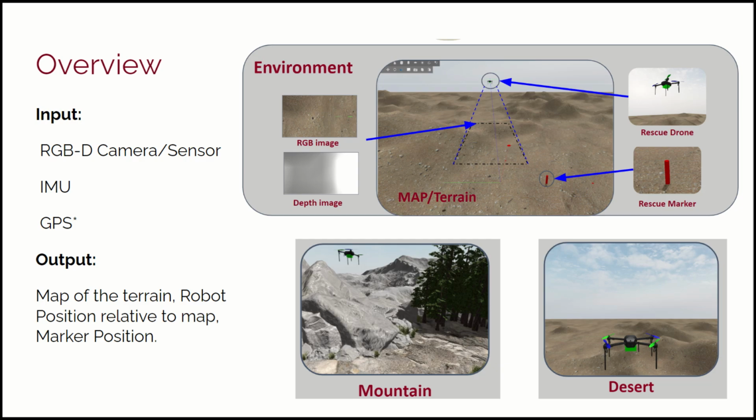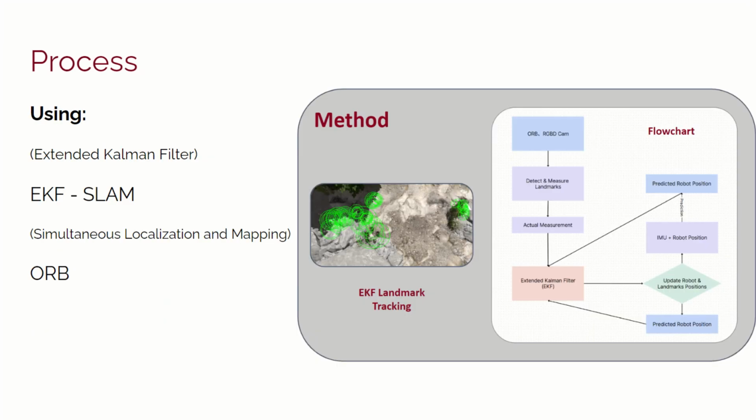Based on its initial flyover, it will be able to map the terrain and produce a robot position relative to the map. It will also be using OpenCV to detect the marker position. Moving on to the demonstration video, you will see that the drone performs localization and mapping using EKF SLAM with ORB for visual feature extraction.